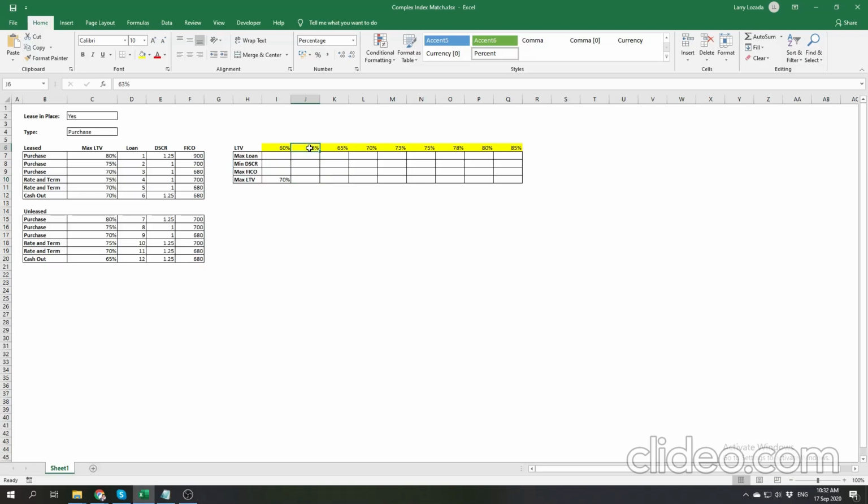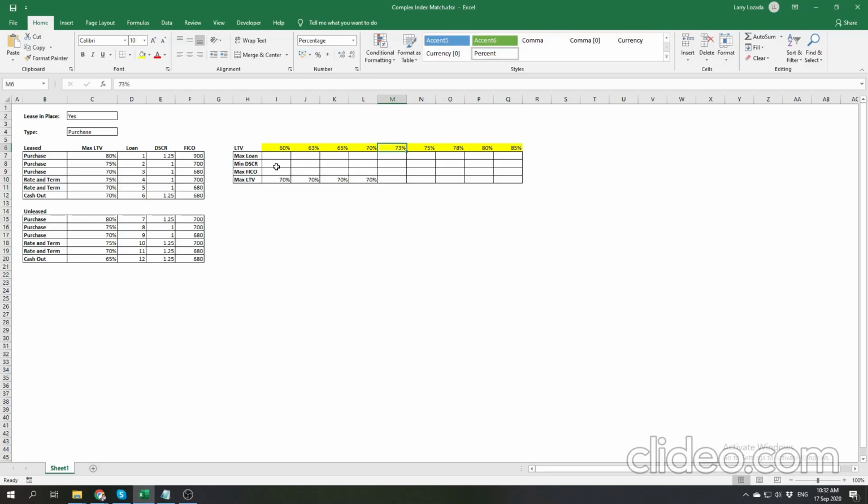This is 60%. There is no exact 60% in these cells. So he wants the minimum value that is greater than 63%. So that is still 70%. Same as this one, still 70%. Well, 70% is equal to 70% from this range of cells, so he wants that 70%.